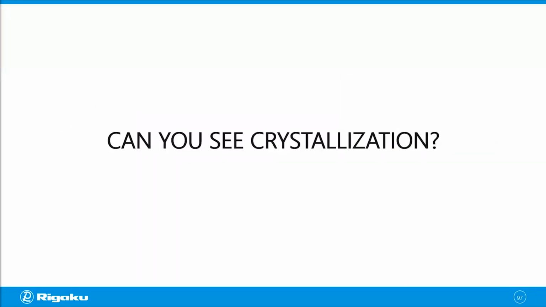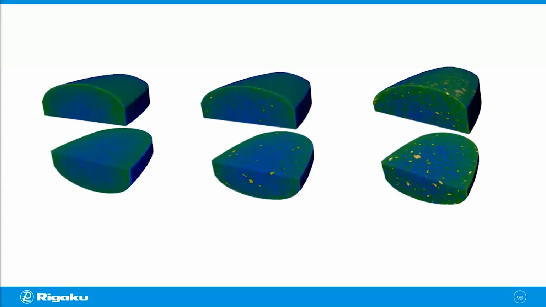Now, this means that you can see things like crystallization as far as there is enough density difference between amorphous and crystalline phases. So let's take a look at an example. Those tablets have a small amount of crystallized API, and the density difference between amorphous and the crystalline phases was about 8%. And you see the crystalline phases as those yellow bright spots.